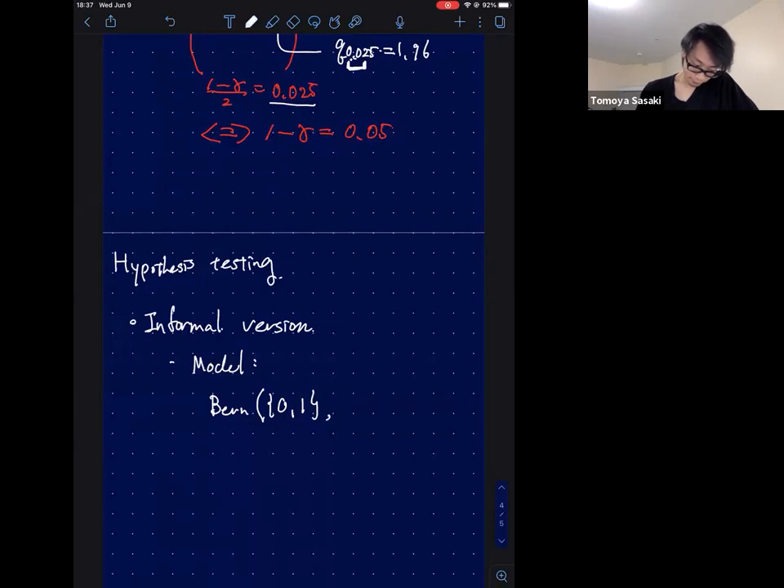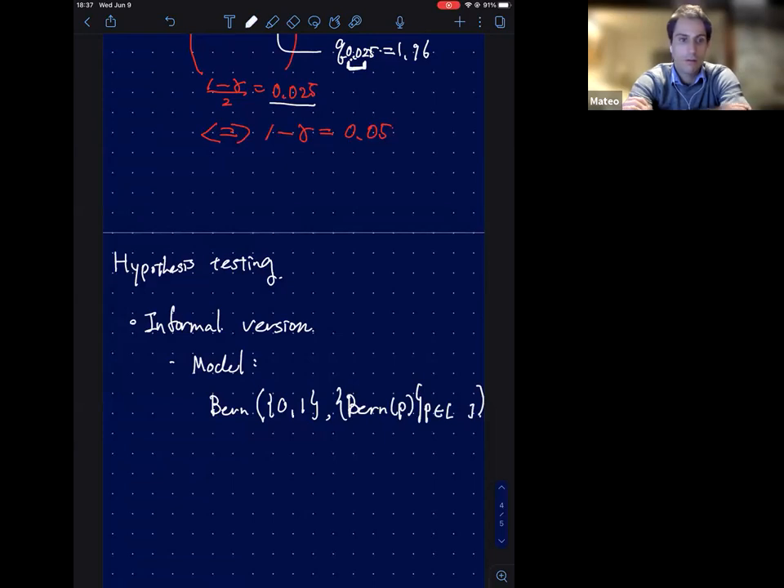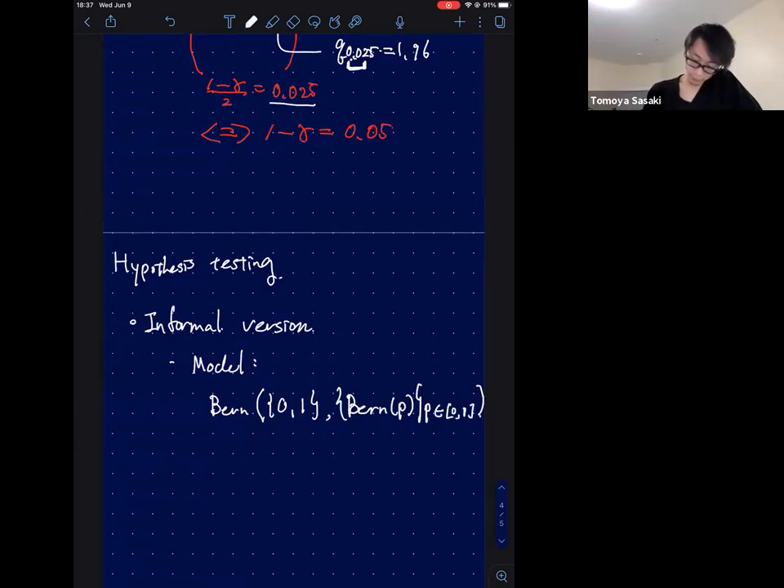And can someone tell me the parameter space? Where should this parameter of Bernoulli be located? Between 0 and 1, yes, including 0 and 1. So this is a model.